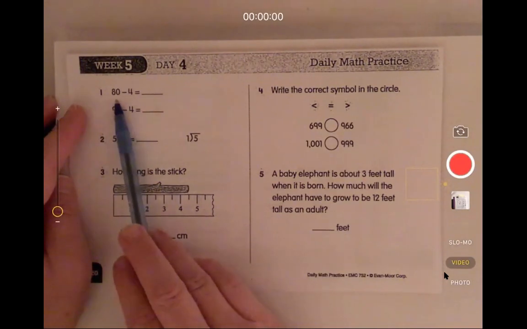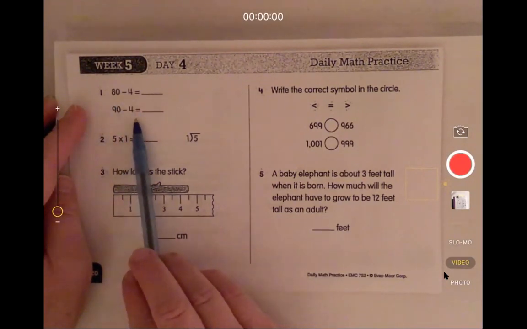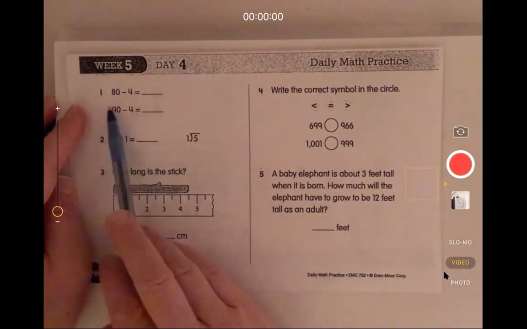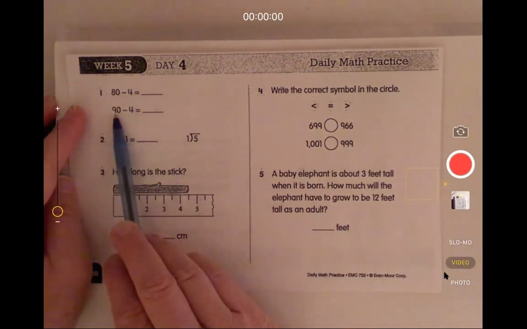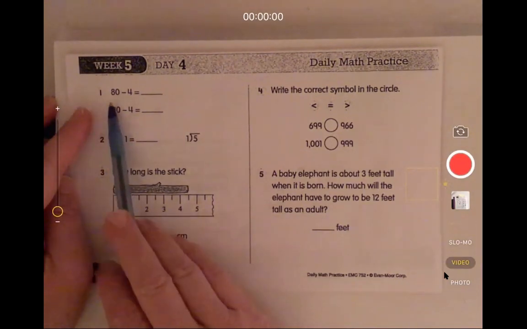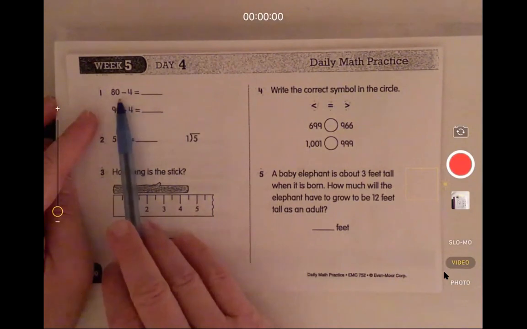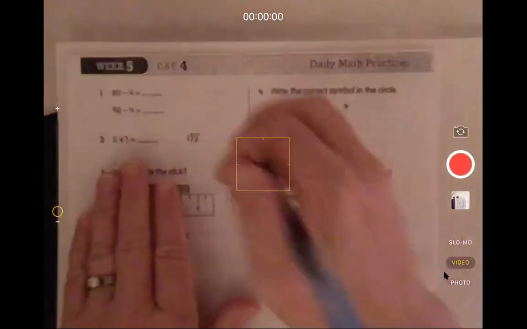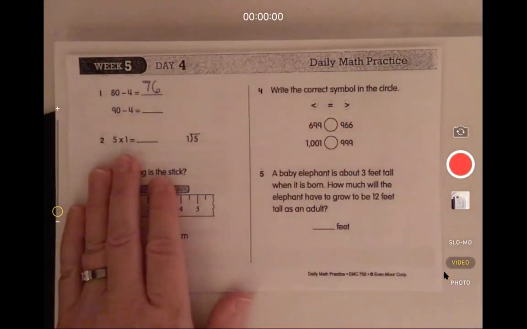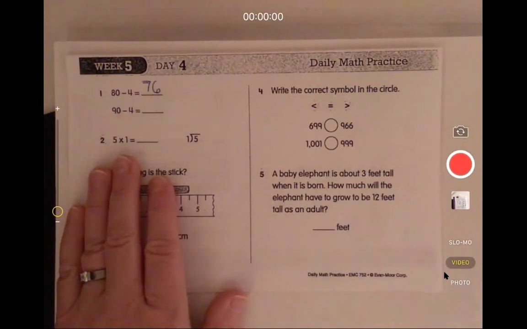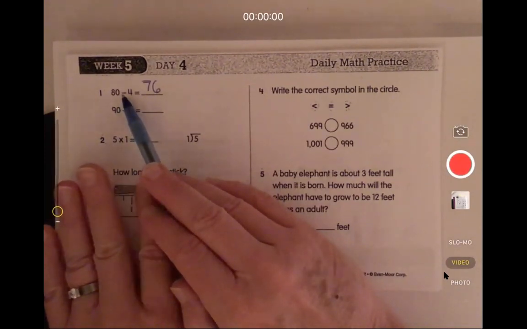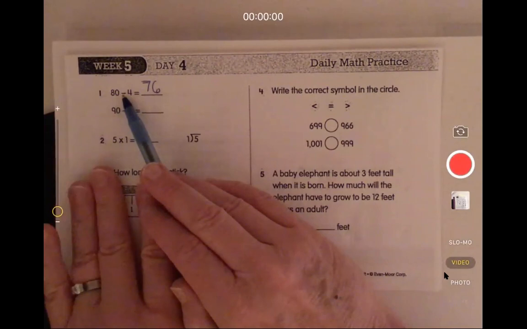When I look at these two, 80 minus 4 and 90 minus 4, I notice that they both are subtracting 4. These two are different when I look in the tens place. This one has one more 10 than this one. So let's see if that can help us at all. If I'm taking 4 away from 80, I'm going to be left with 76. Now I could have done a couple things. I could have counted backwards. That would probably be my easiest if I said 80, 79, 78, 77, 76.